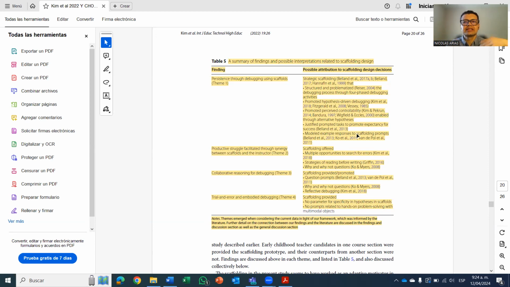Debugging not just as a random action, but more directed by those prompts, is what they said as one of their big conclusions. And the trial and error embodied debugging, scaffolding provided no parameter for specificity in hypothesis in scaffolds, and no prompts related to hands-on problem solving with multimodal effects.